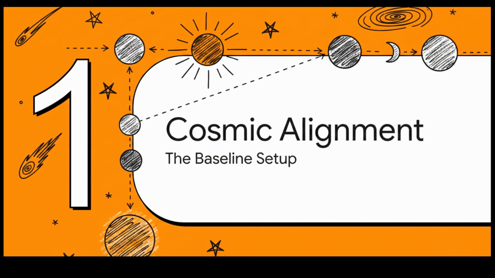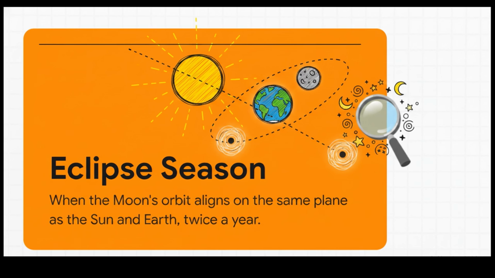Section 1. The cosmic alignment, the baseline setup. So, a question that comes up a lot is, if the Moon orbits Earth every single month, why don't we have an eclipse every month? Well, it's simply because the Moon doesn't orbit perfectly flatly alongside the Earth and Sun.